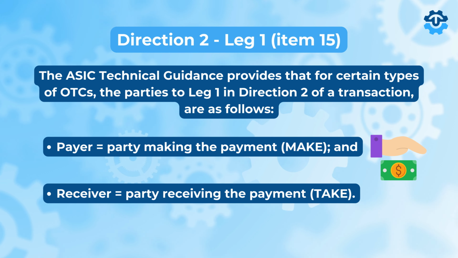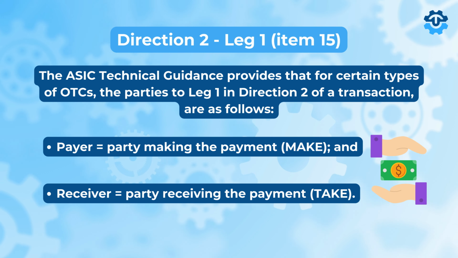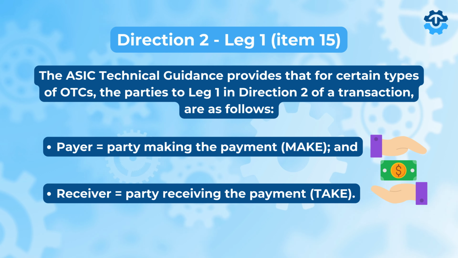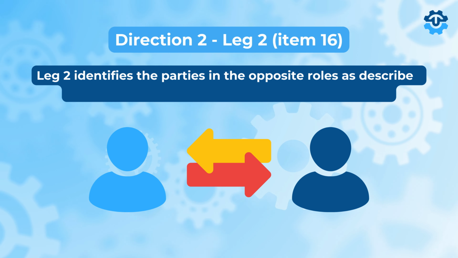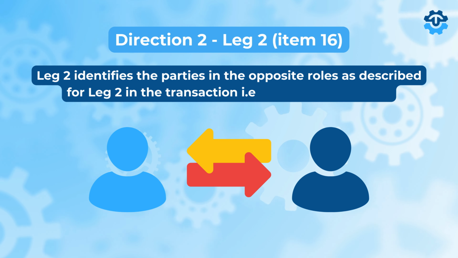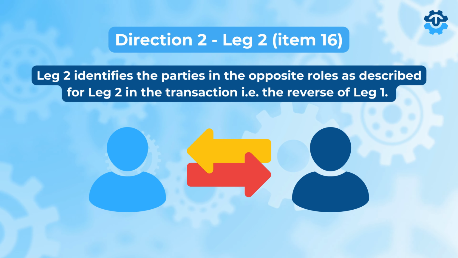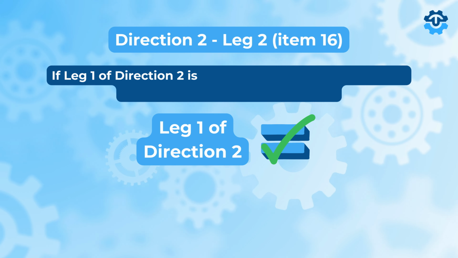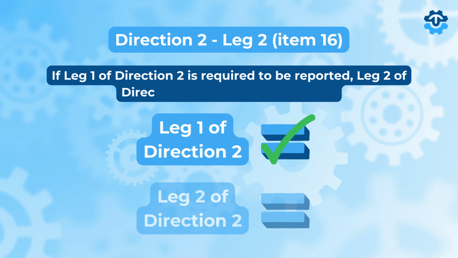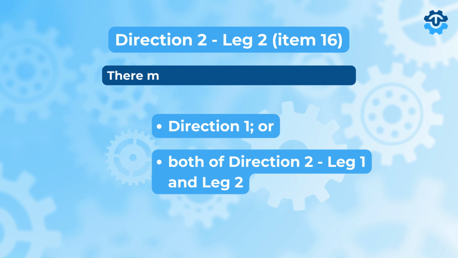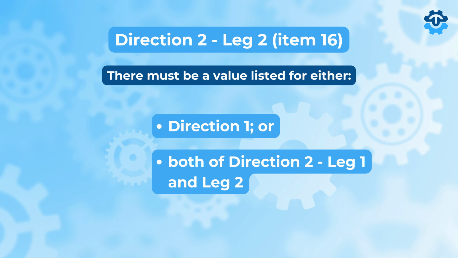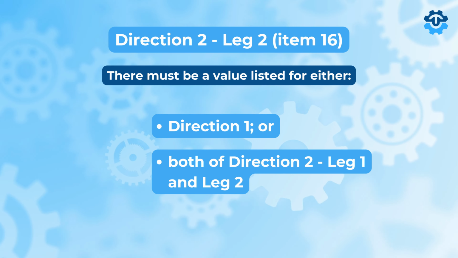Payer is the party making the payment, which is make, and receiver is the party receiving the payment, which is take. Leg 2 identifies the parties in the opposite roles as described for leg 1 in the transaction, i.e. the reverse of leg 1. If leg 1 of Direction 2 is required to be reported, leg 2 of Direction 2 must also be reported. There must be a value listed for either Direction 1, or both Direction 2, leg 1 and leg 2.